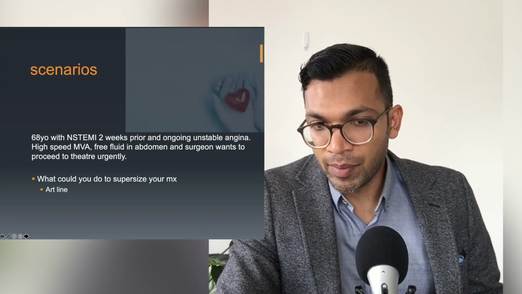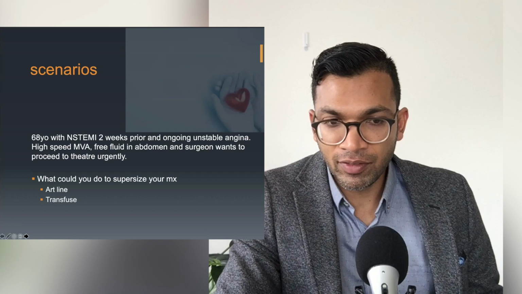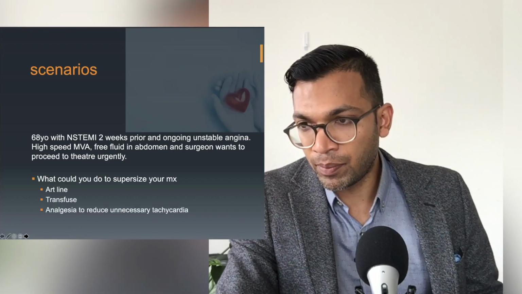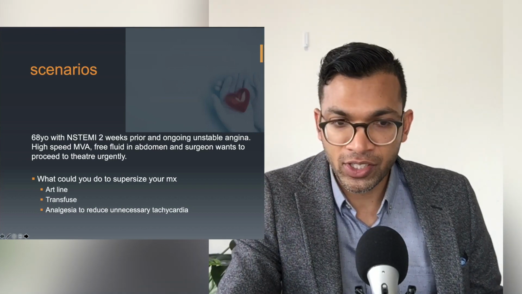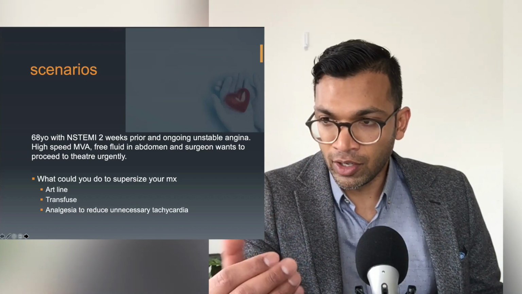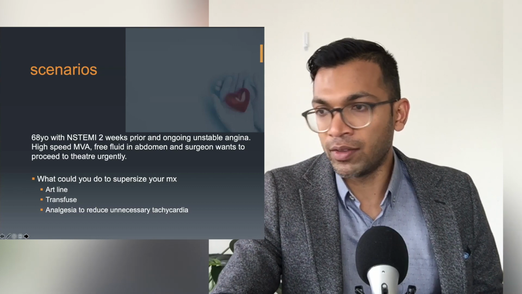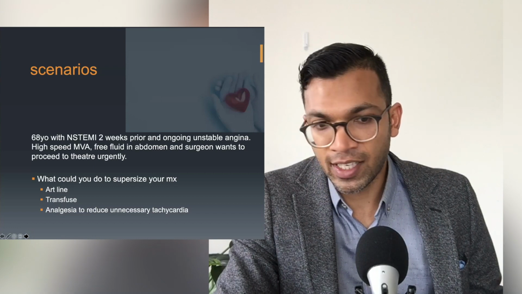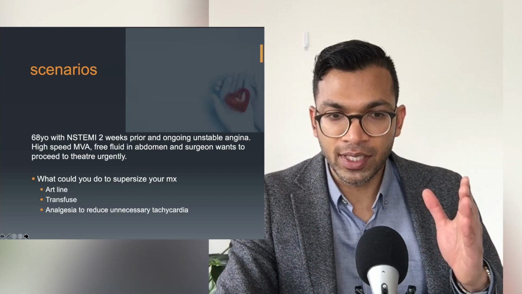So to supersize my management: art line, maybe a central line, I transfuse the patient to the right HB level, promote oxygen delivery, and try to get that oxygen supply-demand balance right by avoiding any unnecessary tachycardias with good analgesia and maybe a small dose of beta blocker as I'm going through, and looking for ischemia on the ECG or echo and treating with whatever management I have. You might want to add aspirin down a nasogastric tube in this case. But that's good. Emergency, proceed.